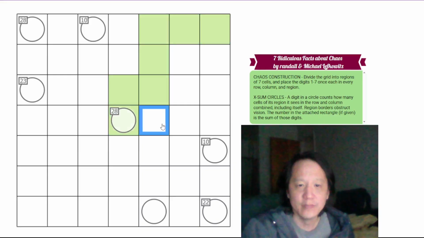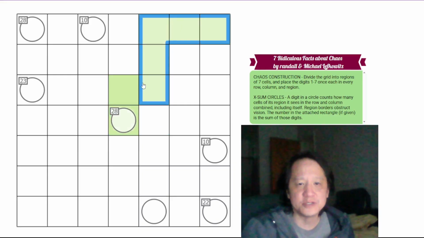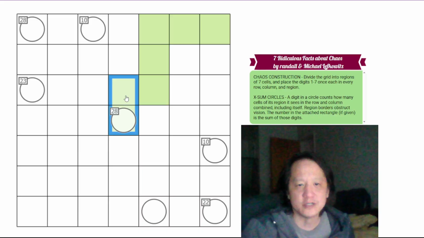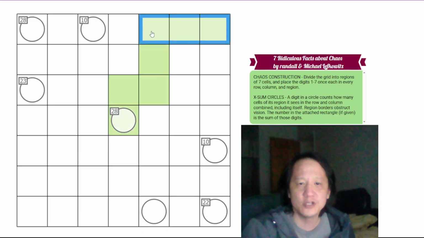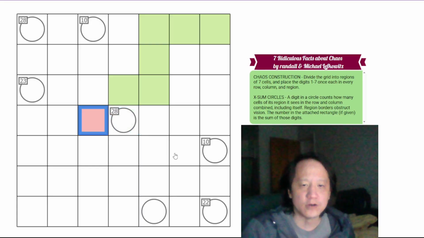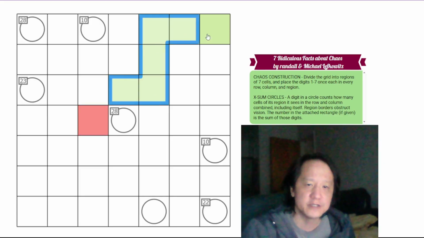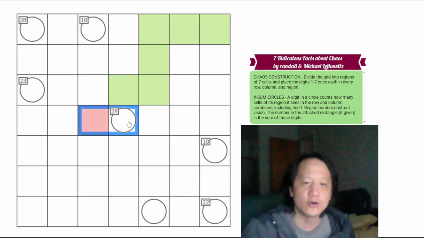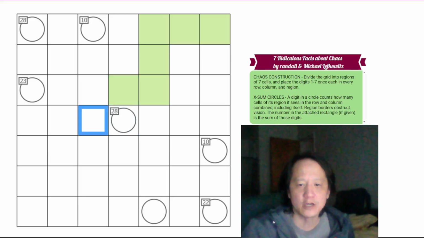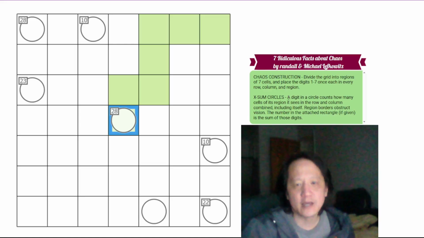But this is a valid region here because, again, to get from any cell in the region to any other cell in the region, you can just go through edges, all while staying within the region. This is not valid, though, because to get from this cell to any cell in the region, you either have to go outside the region or you go through a corner, not an edge, which is not allowed. So that's how chaos construction works.